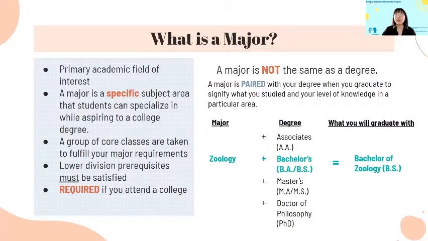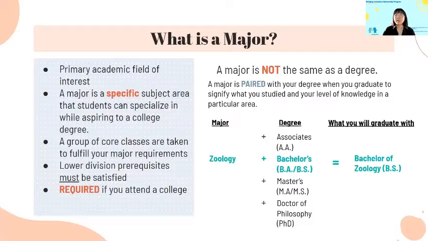It's your primary academic field of interest. So think of it this way, as high school students, you're all taking general education classes with electives to receive your high school diploma. And quite similarly, college students do the same thing, except they have a major in addition to general education classes. So they have general education plus major requirements. And your major itself is a primary academic field of interest. And you take a group of core classes to fulfill those requirements.